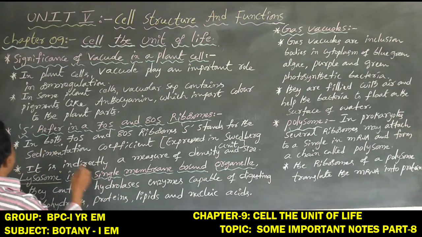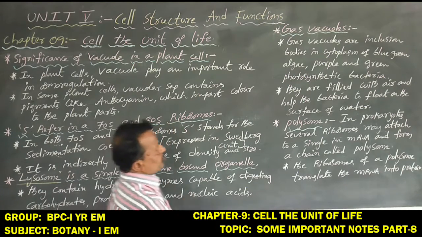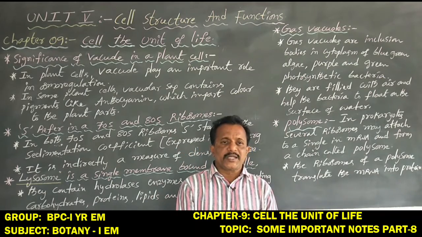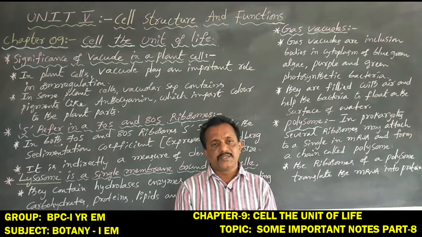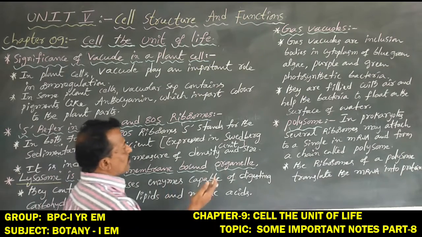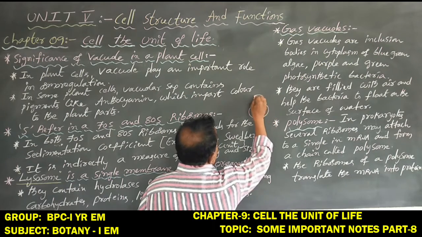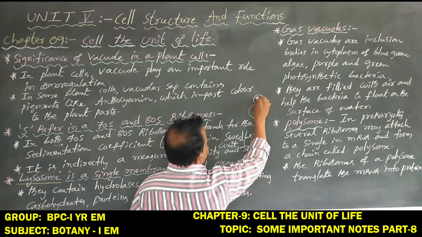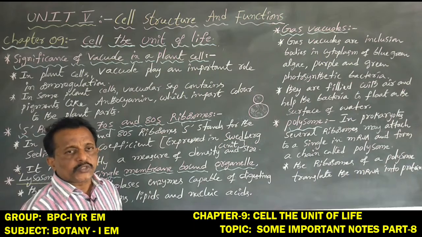Okay now, next coming to how 70S and 80S ribosomes differ. Dear students, vacuole is one of the cell organelles, and ribosome is also one of the cell organelles. This is a smaller cell organelle. This smaller cell organelle, the ribosome, contains two subunits.